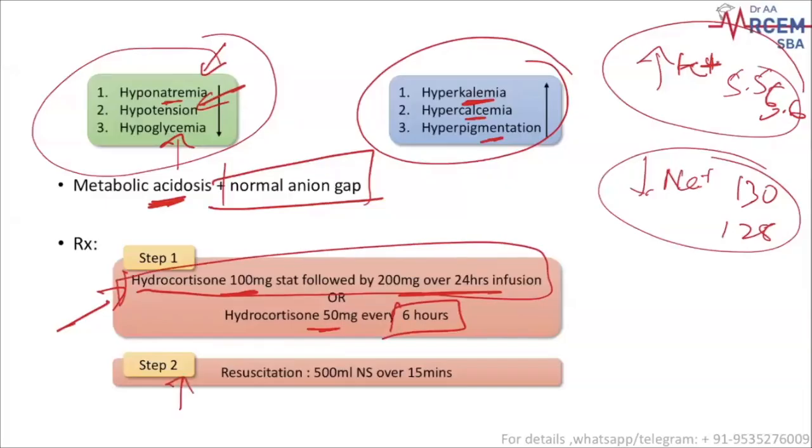After this, you start resuscitating them with the fluids. Just fluids, the blood pressure will never pick up. Fluids plus inotropes, blood pressure will not pick up. Steroids are required. So the first step always is to use steroids in an adrenal crisis.